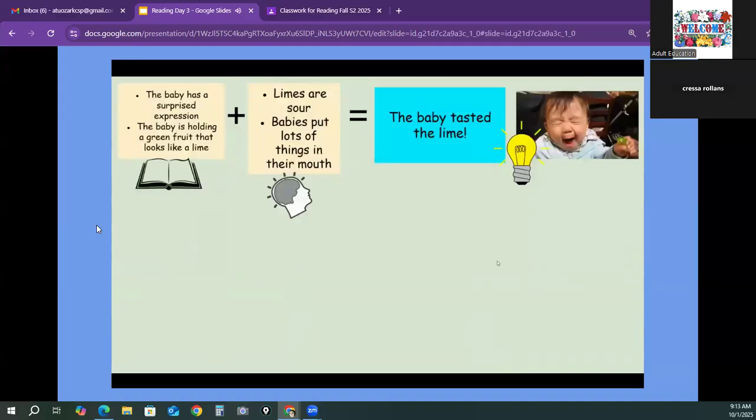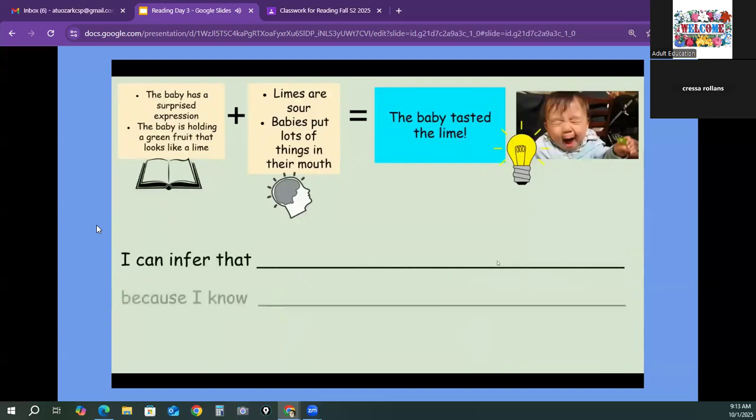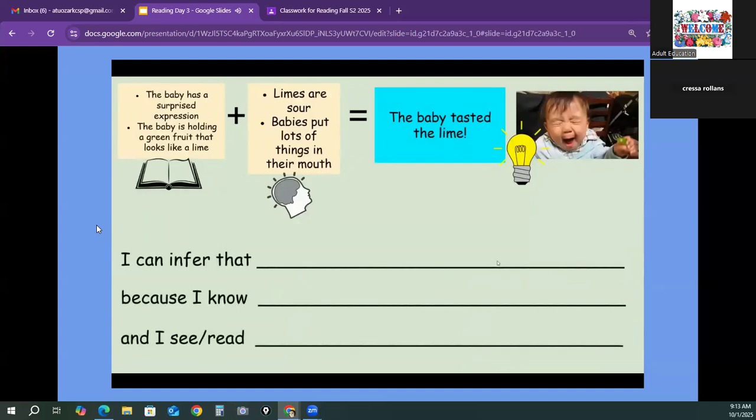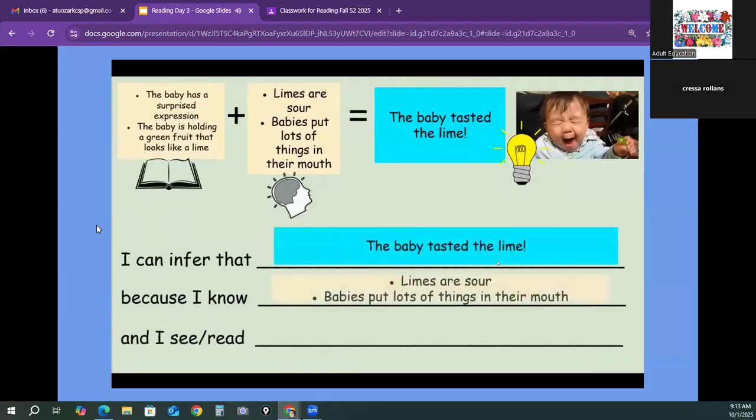Let's practice writing and saying this inference. I can infer that blank because I know blank, and I see and I read blank. So I can infer that the baby tasted the lime because I know limes are sour and babies put lots of things in their mouth. And I see the baby has a surprised expression and the baby is holding a green fruit that looks like a lime.